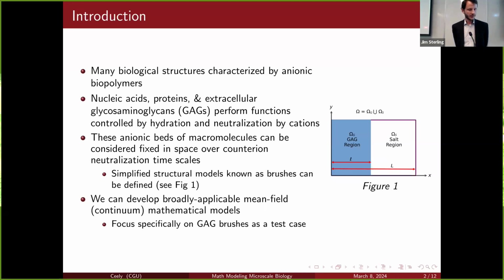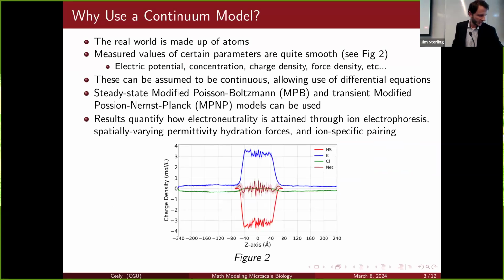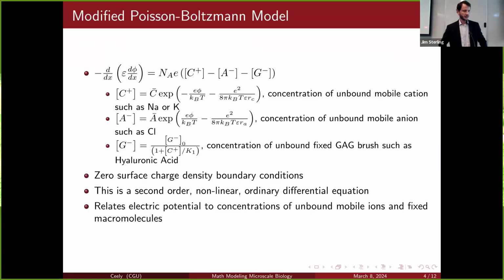So I mentioned GAG. The one I'm looking at in this presentation is hyaluronic acid, and the salt is sodium chloride. I'm going to skip this slide just for time, and go straight to the model. So the steady state model is a modified Poisson-Boltzmann model. And so you start off with the Poisson's equation on the first line. And on the right-hand side, you can describe the cation and anion concentrations. They follow essentially a Born-augmented Boltzmann distribution. So here's your electrophoretic term inside the exponential here, and here's your Born term. I'll talk a little bit more about those in a minute.